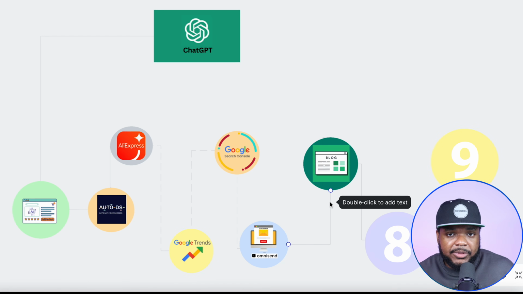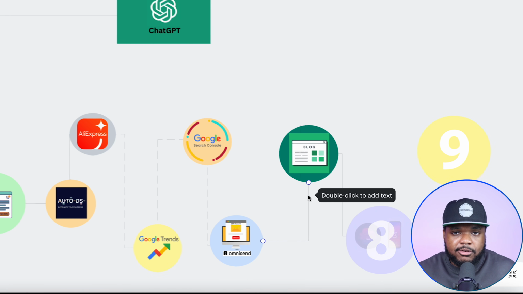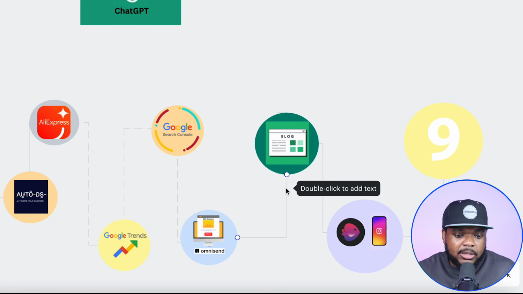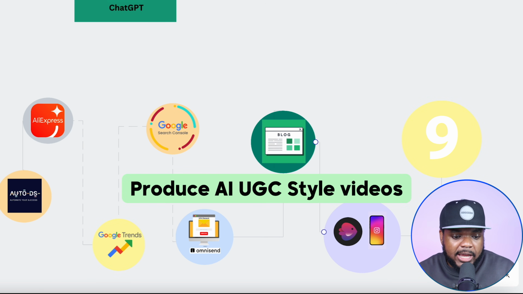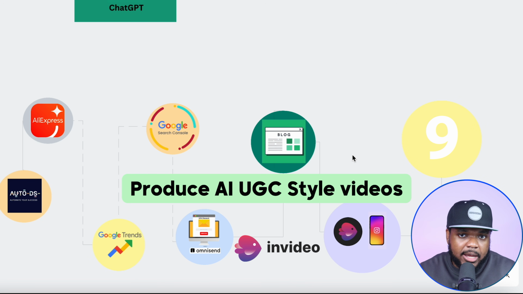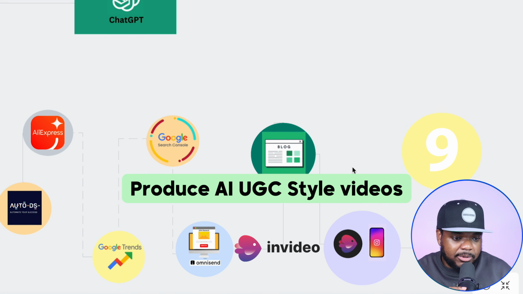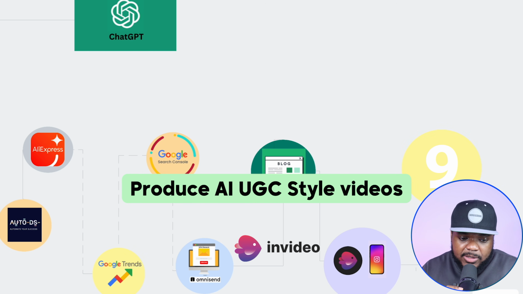And in addition to that, if you also want to benefit from organic video content, then what you can do is produce AI UGC style videos. And this is going to be done with a software called InVideo AI. So with ChatGPT, what you're going to be able to do is come up with amazing ideas when it comes to UGC prompts that you can now copy and paste directly into InVideo.